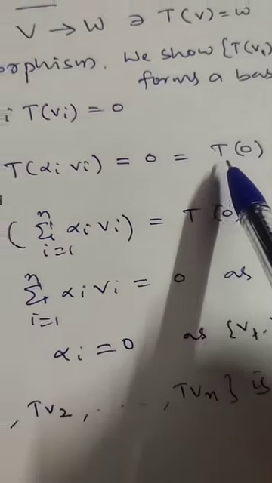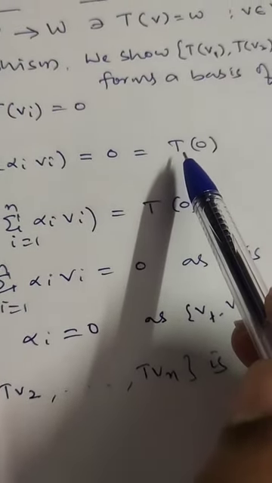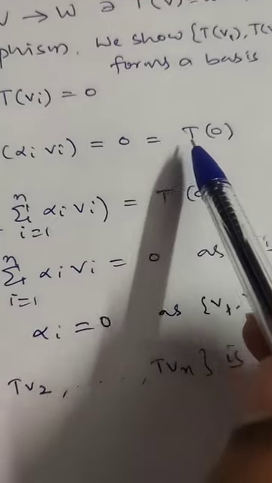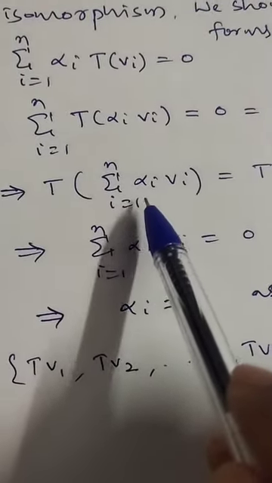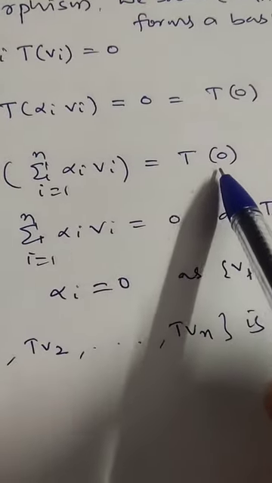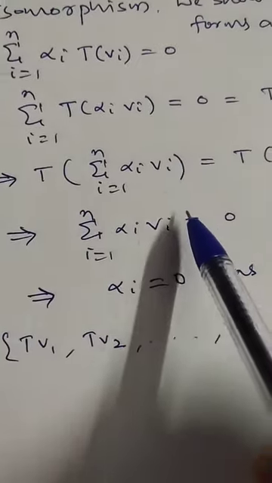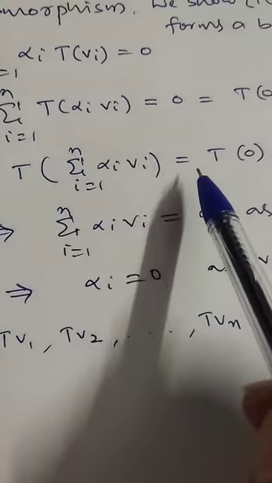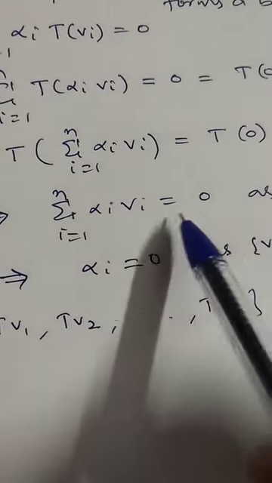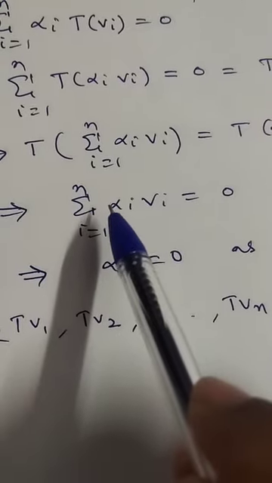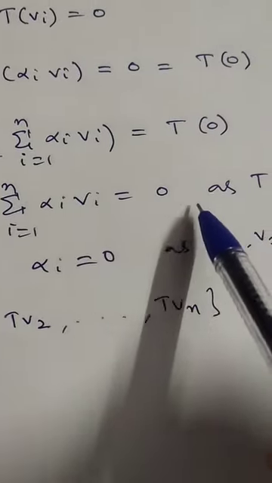But since T is a linear transformation which is an isomorphism, 0 is T of 0. So this implies T of summation i equals 1 to n of alpha i Vi is equal to T of 0. As T is an isomorphism, T is one-to-one, therefore T of x equals T of y implies x equals y. Therefore summation i equals 1 to n of alpha i Vi is equal to 0, as T is one-to-one.